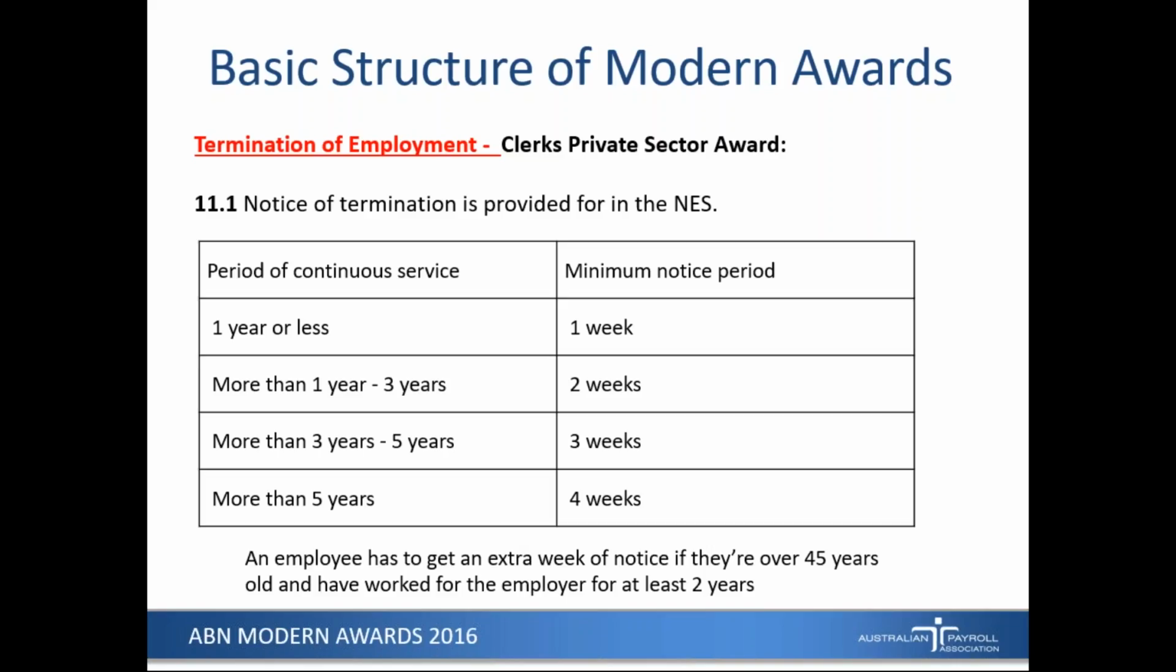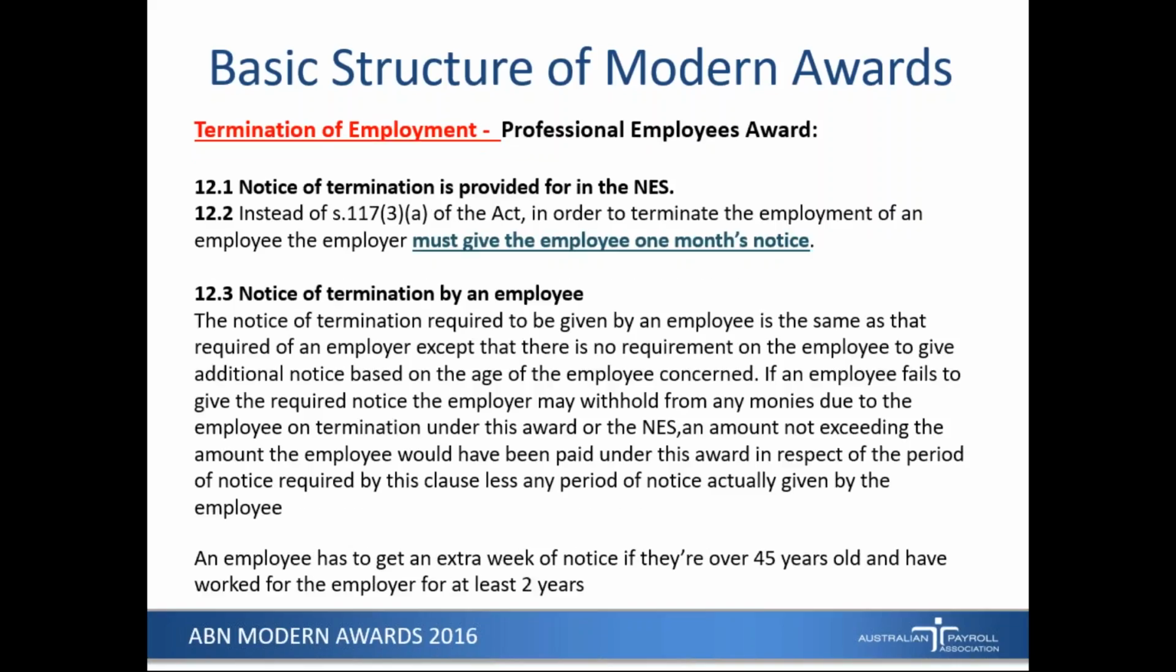So under the National Employment Standards, you can see the minimum notice period required, and we all are aware that an employee that has over 2 years continuous service and is over the age of 45 is entitled to an additional week's notice. However, if you look at the Professional Employees Award, that clause says instead of that little table in the Fair Work Act that we just looked at, in order to terminate an employee, the employer must provide at least 1 month's notice.